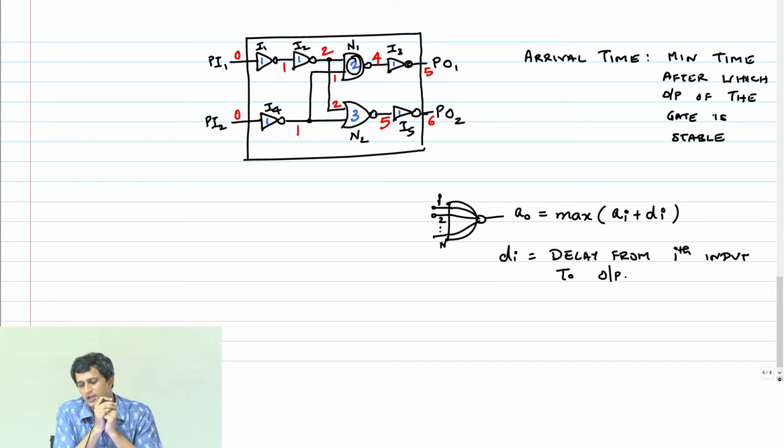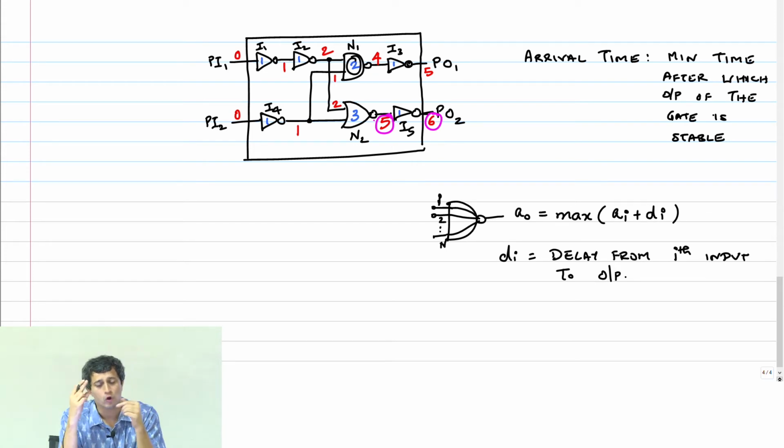Okay. So now how do I find the critical path? I take the maximum arrival time and then back propagate, right? So to calculate the critical path, I'll take 6. Then I come one step back. It is 5. Now for the NOR gate, which side should I go?